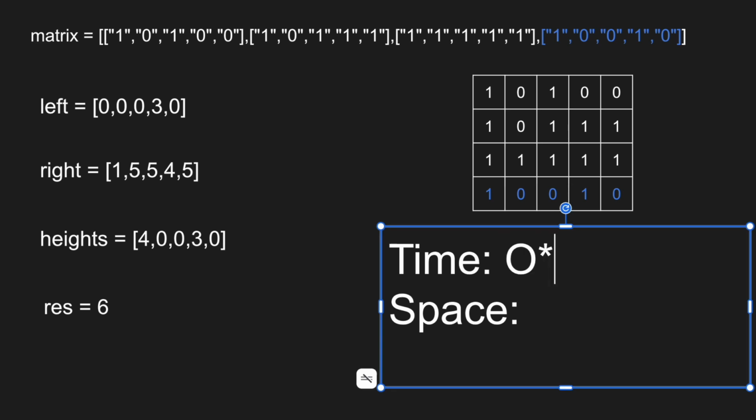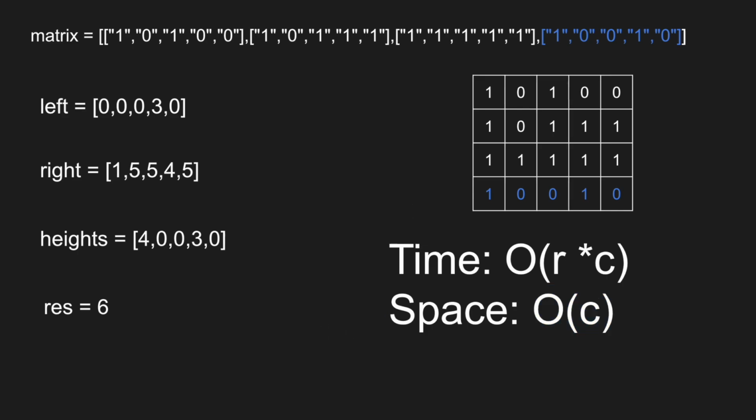And the time complexity would be O of R times C, where R is the number of rows and C is the number of columns, because that will be the number of ones and zeros that we will iterate through, and the space complexity would be O of C, because the length of left, right, and heights would depend on the number of columns. So now let's get to the coding part.